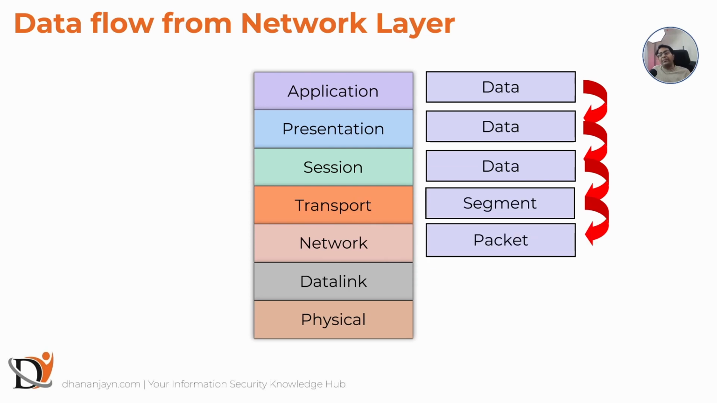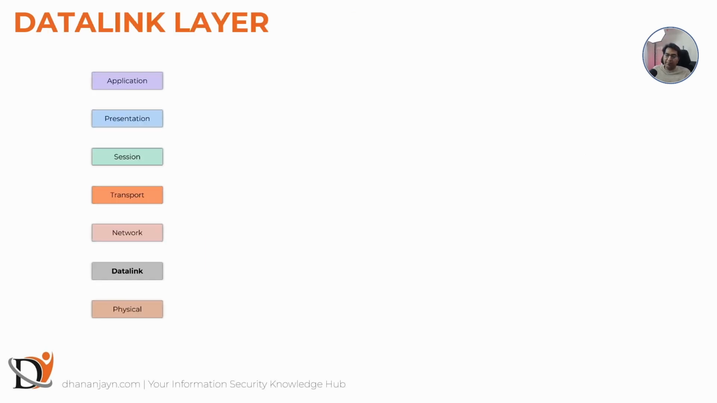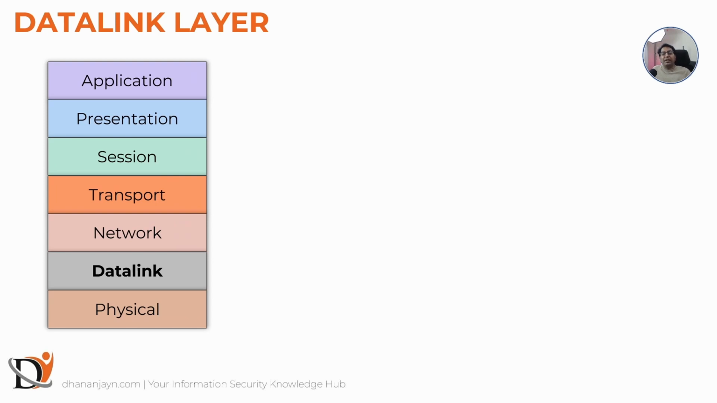And the data is now translated into packet, and the device that works at this particular layer is nothing but a router. So it could be any router from any manufacturer which understands IP addressing and routing protocols. So devices at the network layer are nothing but routers. So with this we come to the end of the network layer. So let's dive into the data link layer.